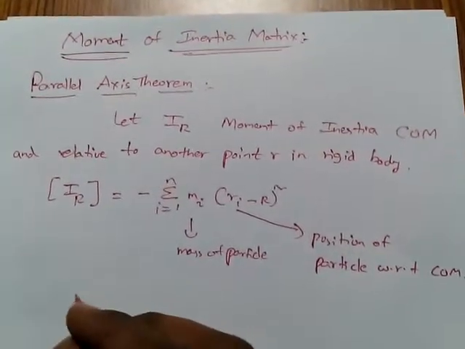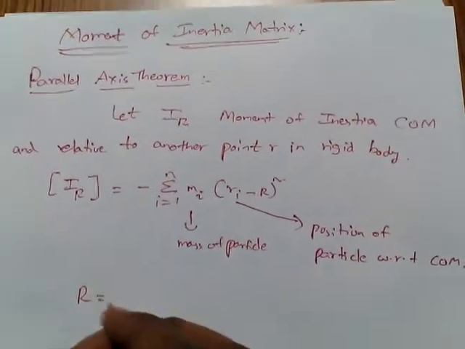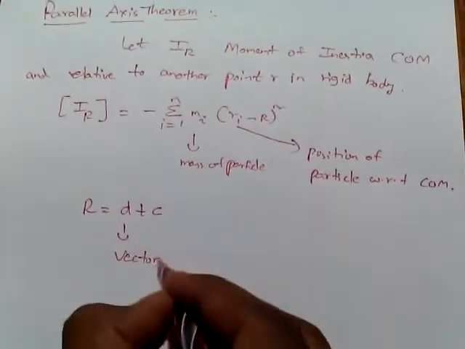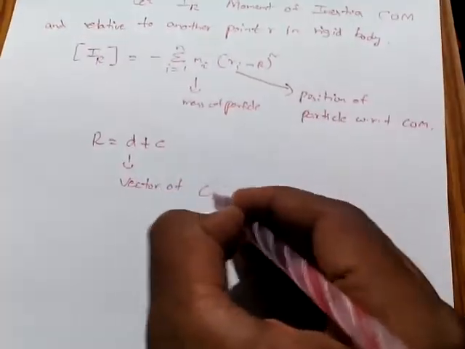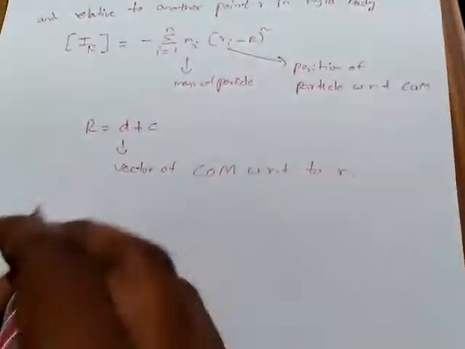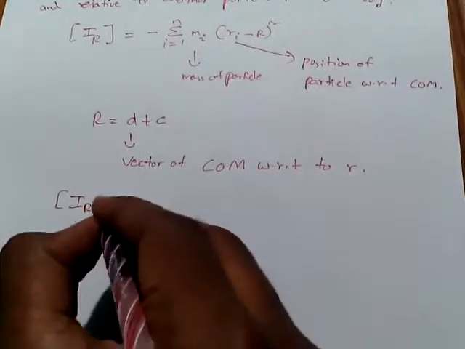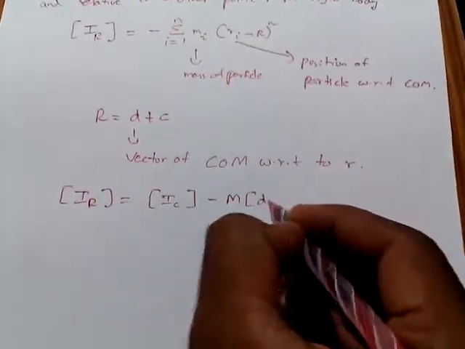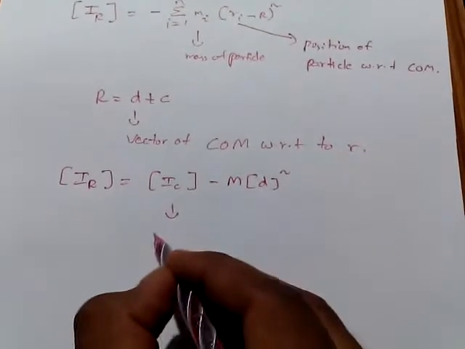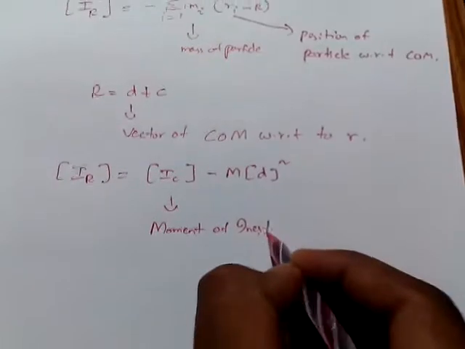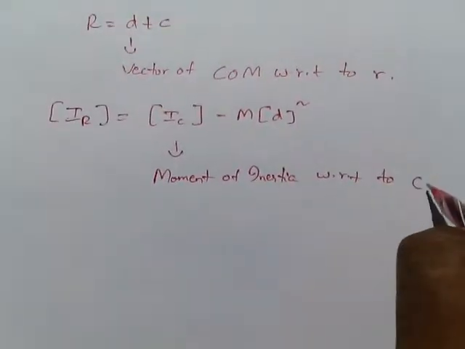Now here R is equal to d plus c, where d is the vector of the center of mass with respect to R. We can write IR is equal to IC minus m into d square, where IC is the moment of inertia with respect to the center of mass.